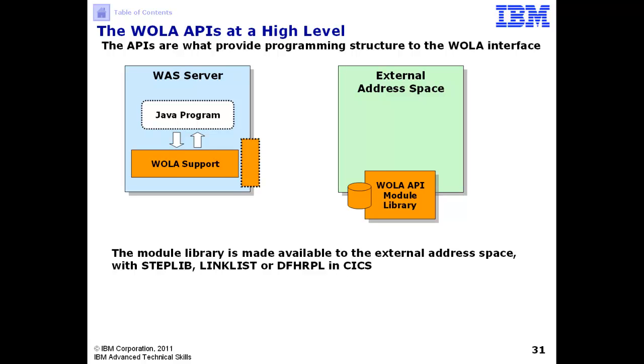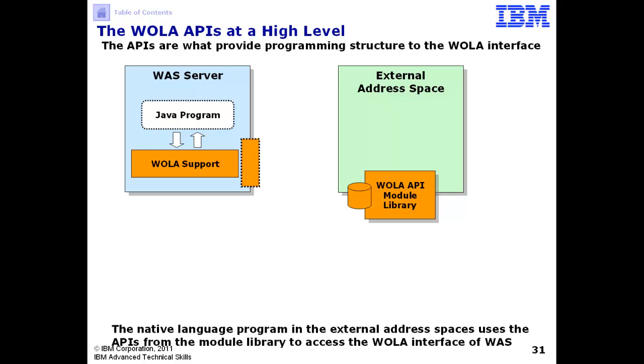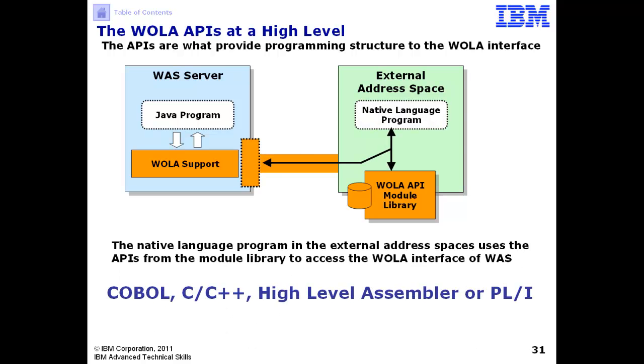This is accomplished with STEPLIB, link list, or in the case of CICS, with DFHRPL. With the WOLA API modules available to the external address space, programs in that address space may now make use of WOLA to access Java assets in WebSphere Application Server. The programming languages supported with WOLA are COBOL, C, C++, High-Level Assembler, or PL/I.